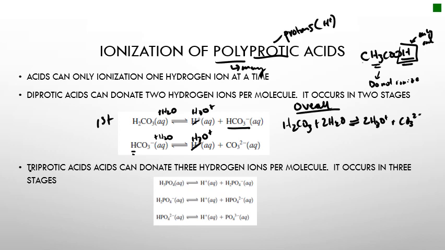If I have a triprotic acid, that means that I have an acid that can donate 3 hydrogen ions per molecule, and it would now occur in 3 steps instead of 1 or 2. So you can see here with the example of phosphoric acid, it's going to take the original H3PO4, forming an H plus, and then the H2PO4 minus.